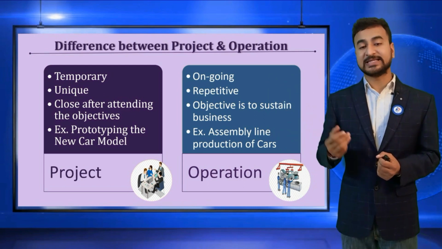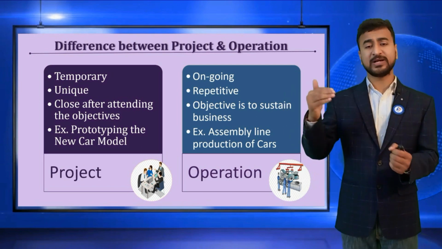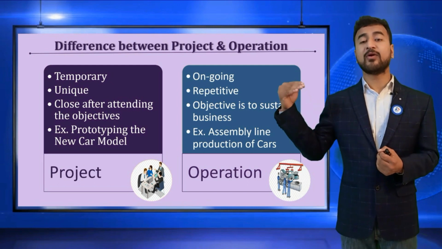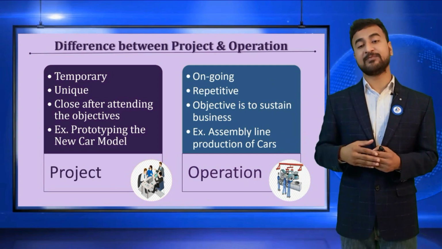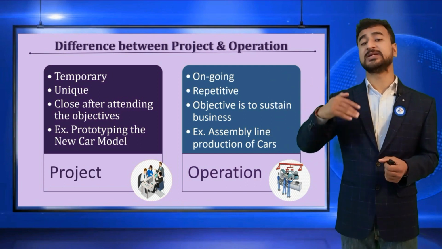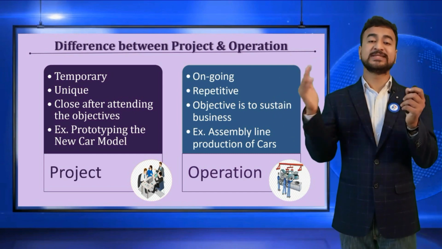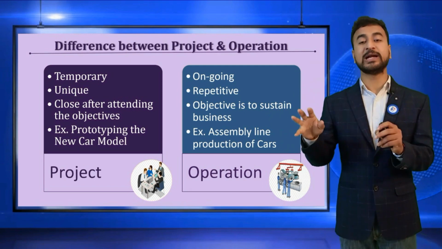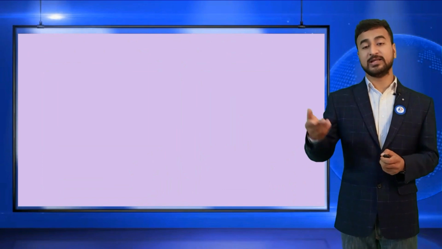Prototyping a car model is an example of a project. It starts with a 3 month time period, I come up with the prototype and the project team is wound up. Whereas an operation, that is an assembly line production of the car, is an example that is ongoing for 5 years, 10 years, until there is a maturity in the product life cycle. So this is the difference between project and operation. Why have I given you an example? Because based on that, there are a few other terms that I would like to explain in the upcoming slide.